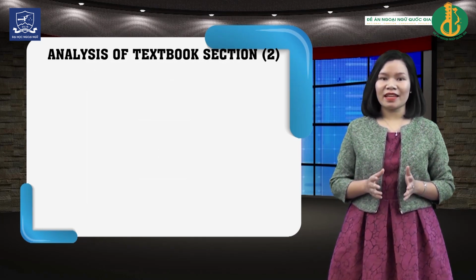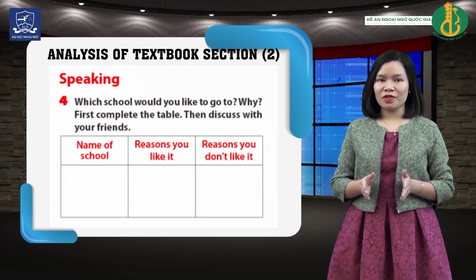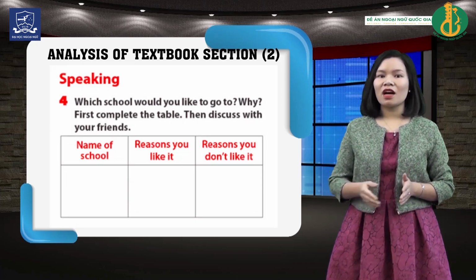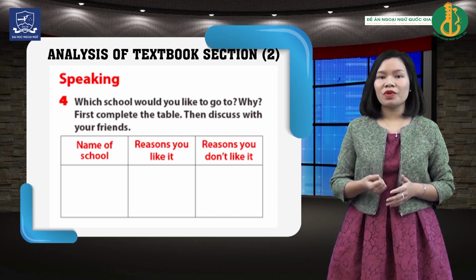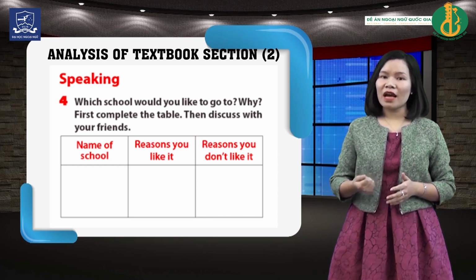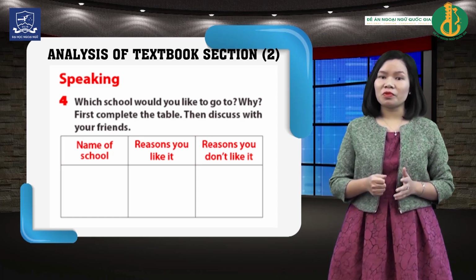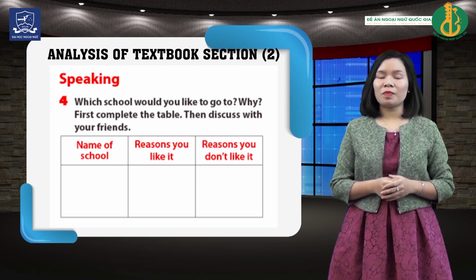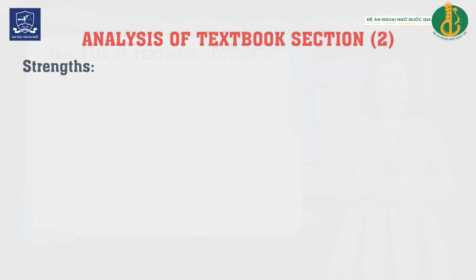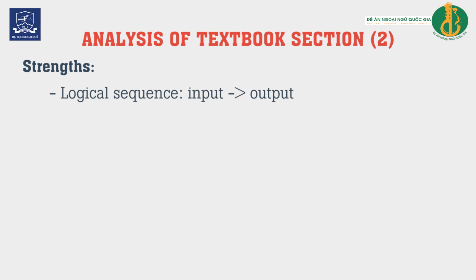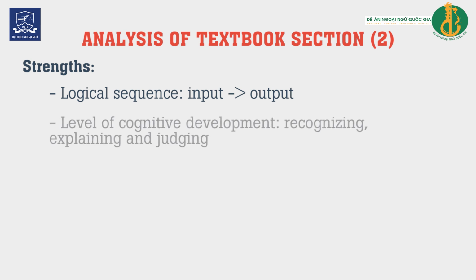The last activity, Speaking, is a chance for the students to practice giving opinions about their school and explain the reasons why they like or don't like that school. In this activity, students need to make good use of the input provided in the reading section. As you can see, the sequence of these activities is logical when they go from input to output, and accordingly, the level of cognitive development ranges from recognizing to explaining and judging.